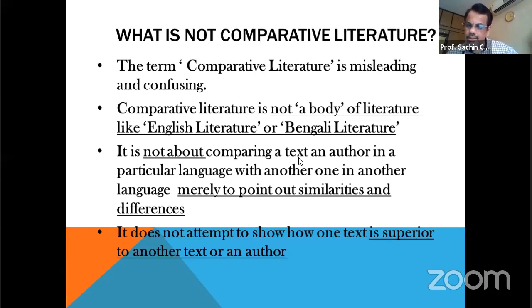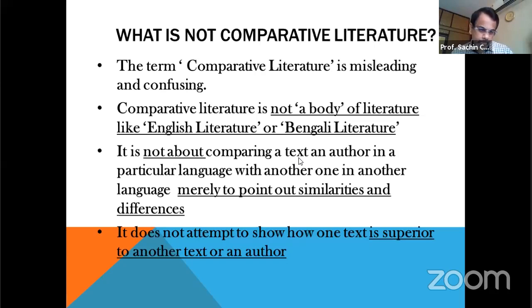Comparative literature is not a body or a corpus of literature, like for example English literature or American literature or Bengali literature. Because when we say American literature, then we talk about a set of texts, the histories of American literature. We talk of Bengali literature or Marathi literature. We talk of certain books written in Marathi from a certain period. So it is not a set of books that we associate with comparative literature, because it is not a body of literature.